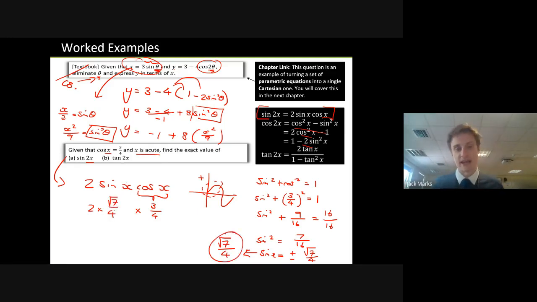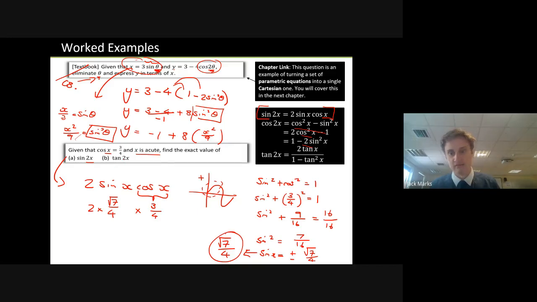So they're just showing us again that we can break things down if we have a double angle, a bit like when we had the addition rule. We can use pieces that have cos x, even when the question is about sine 2x or tan 2x.